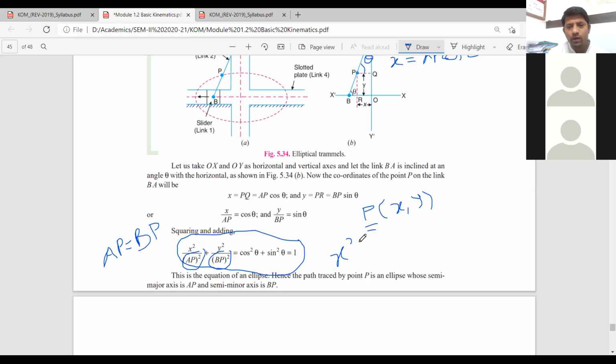That equation will be x square plus y square is equal to AP square, as AP is equal to BP. If you remember the geometrical equations, then you will know that x square plus y square equal to something square is nothing but the equation of a circle. Then you can prove that if point P is the midpoint of link AB, it will trace a circle, not an ellipse. Or you can say that a circle is an ellipse whose major and minor axes are equal.